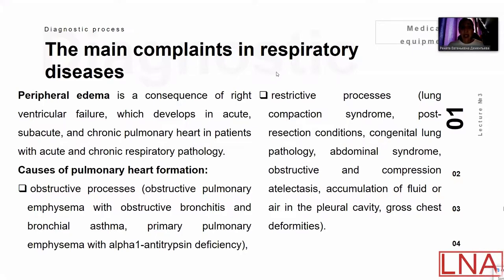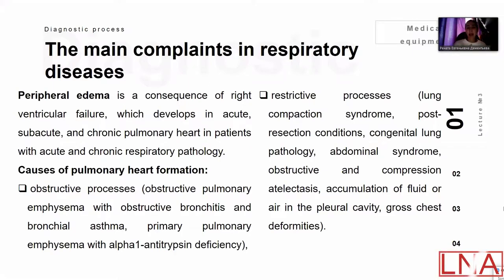I see. So, the causes of pulmonary heart formation as the main moment. First, obstructive processes. Which kind of obstructive processes? Obstructive pulmonary emphysema with obstructive bronchitis and bronchial asthma, all types of obstructive processes. And the main one is chronic obstructive pulmonary disease with obstructive bronchitis and bronchial asthma. Next, primary pulmonary emphysema with alpha-1 antitrypsin deficiency, a congenital pathology. Deficiency of alpha-1 antitrypsin.